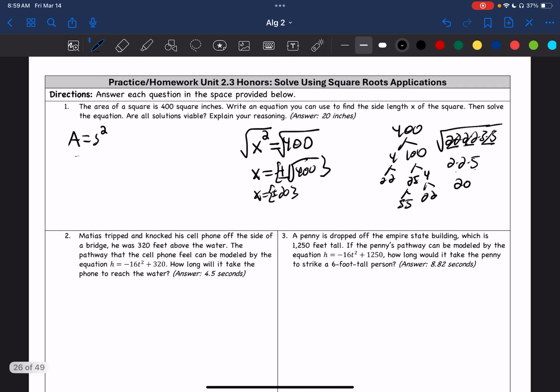But in reality, the side length is 20 inches. It doesn't make sense to have a side length of negative 20 inches, so only the positive solution is viable.